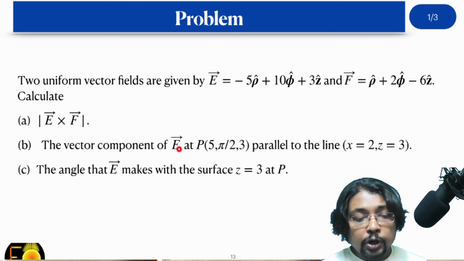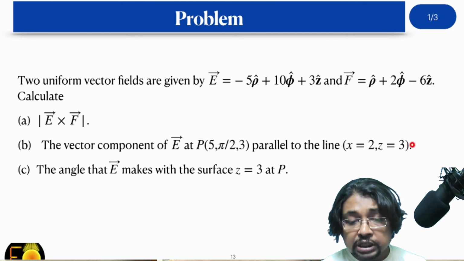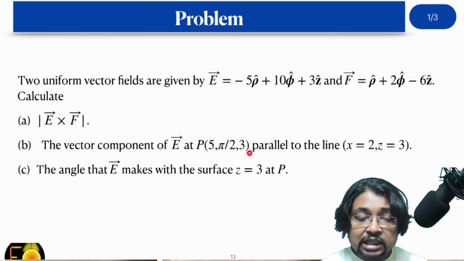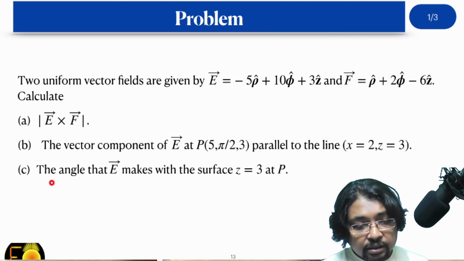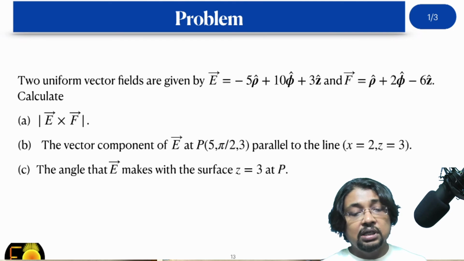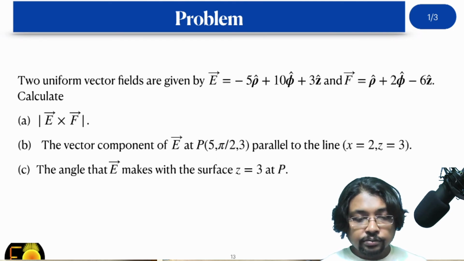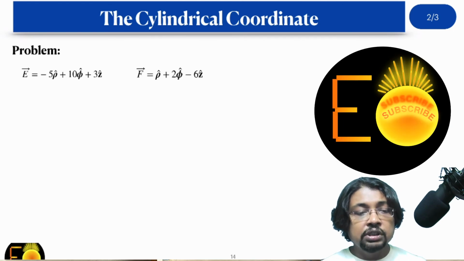So the component of the vector E that you have to calculate is the one parallel to this line and at this particular point. And the third one is the angle that E makes with the surface at z equals 3 at P. Okay, so let's start with the first one.